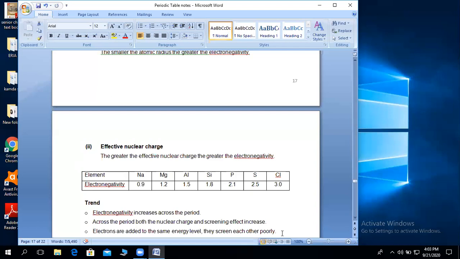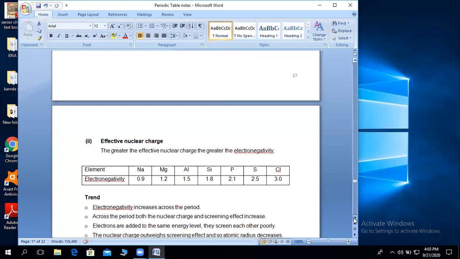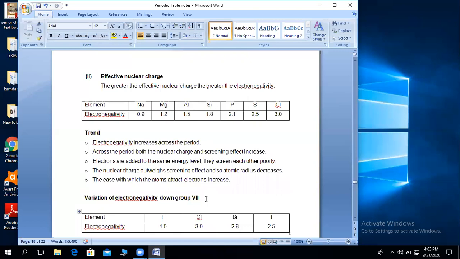So an electron is added to the already existing what? Energy level. So the electrons screen each other poorly because the energy levels have not changed. So the screening effect factor is less than the nuclear charge factor. So the nuclear charge outweighs the screening effect, and so atomic radius decreases. So atomic radius decreases when the nuclear charge outweighs the screening effect.